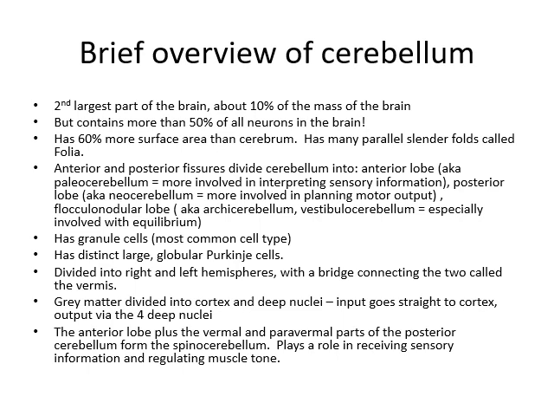So, brief overview. The cerebellum is the second largest part of the brain. It's about 10% of the entire mass of the brain, the other two parts being the brainstem and the cerebrum. But despite being only about 10% of the mass of the brain, it actually has more than half of all the neurons of your brain.